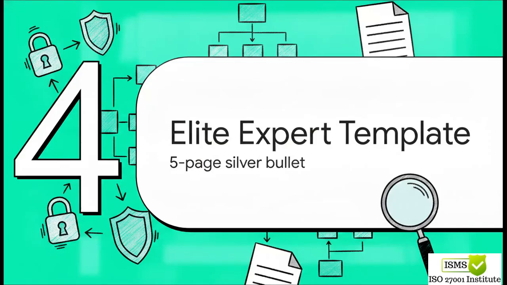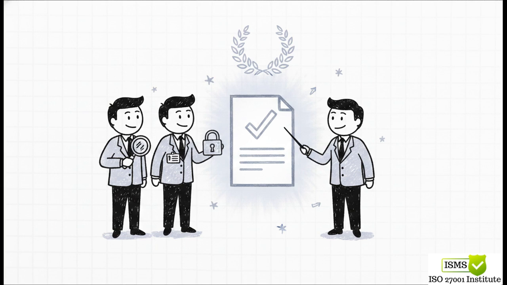All right, Section 4, the Elite Expert Template. This is your 5-page silver bullet. Rather than building a policy entirely from scratch and risking that whole over-engineering trap we just talked about, you really need to consider a premium, done-for-you asset security classification policy template. And it spans just 5 editable pages.